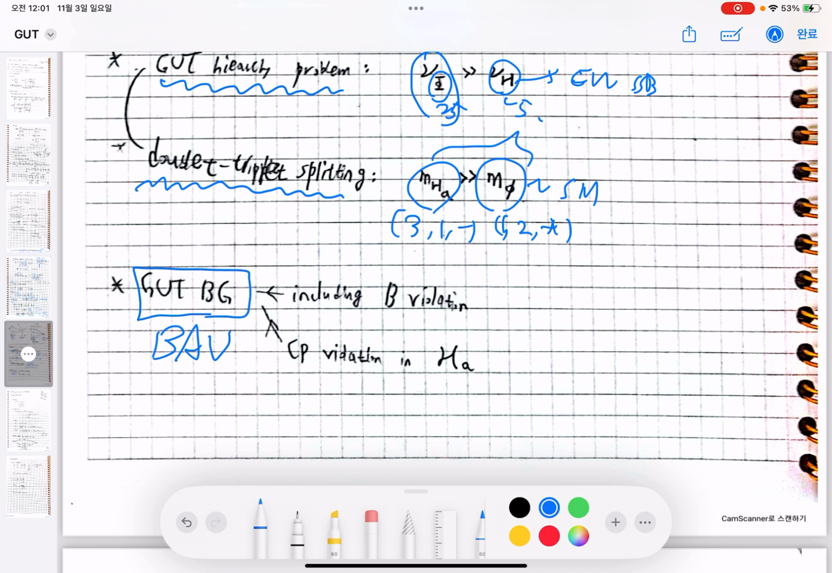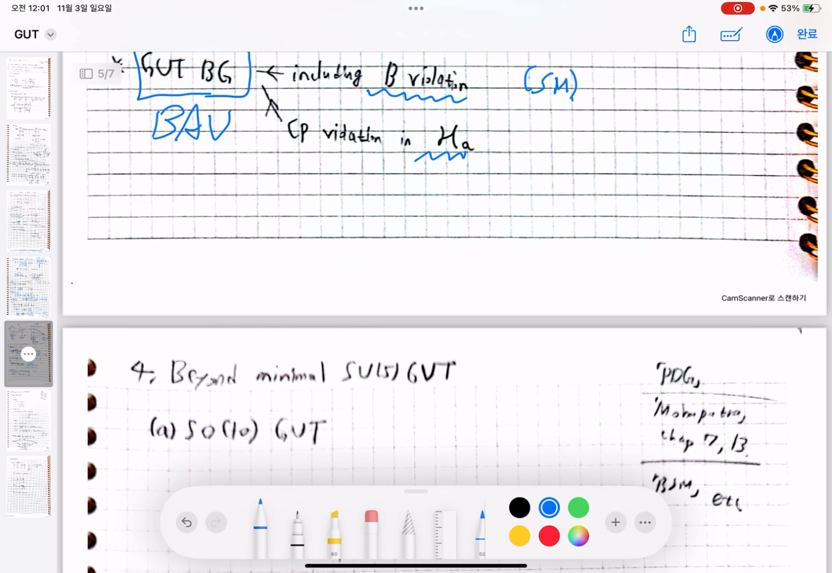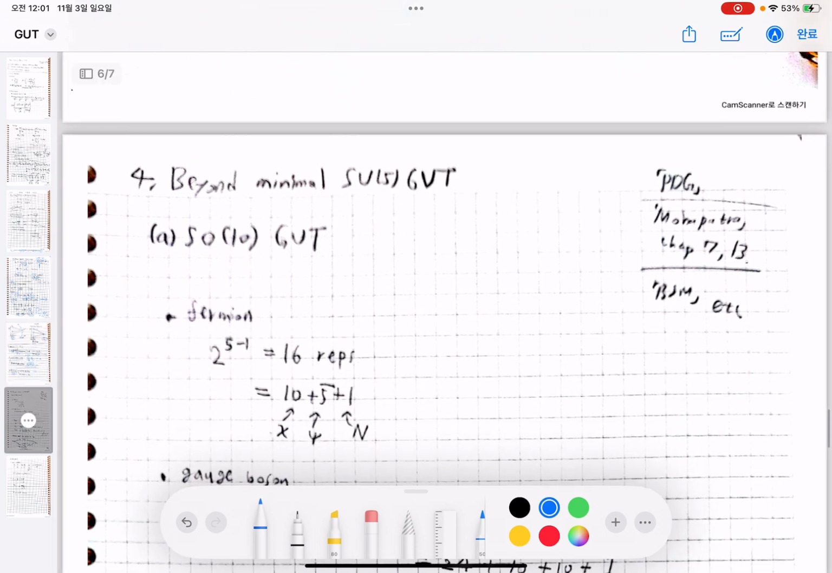Such a GUT includes B-L violation. Already the standard model includes CP violation, and also in the colored Higgs there is an additional CP-violating phase possible, so they can satisfy the Sakharov conditions. In the remaining time, I will talk about beyond the minimal SU(5) GUT, so non-minimal GUT.